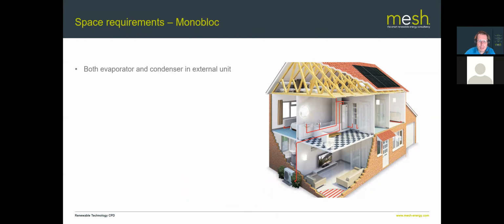Okay, so let's have a look at a monoblock system. A monoblock system is where effectively the entire refrigeration cycle is contained in this external unit. This means that the pipes coming out of the unit contain water and not refrigerant. The advantage of this type of system is twofold. One of which is it reduces the amount of internal plant you need, which saves space in the house.